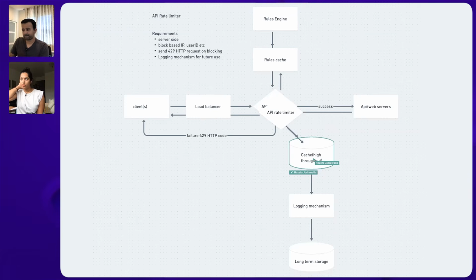Okay, that's fair. And then all your implementations of your API rate limiter, will they also read from the same cache? The rules cache?